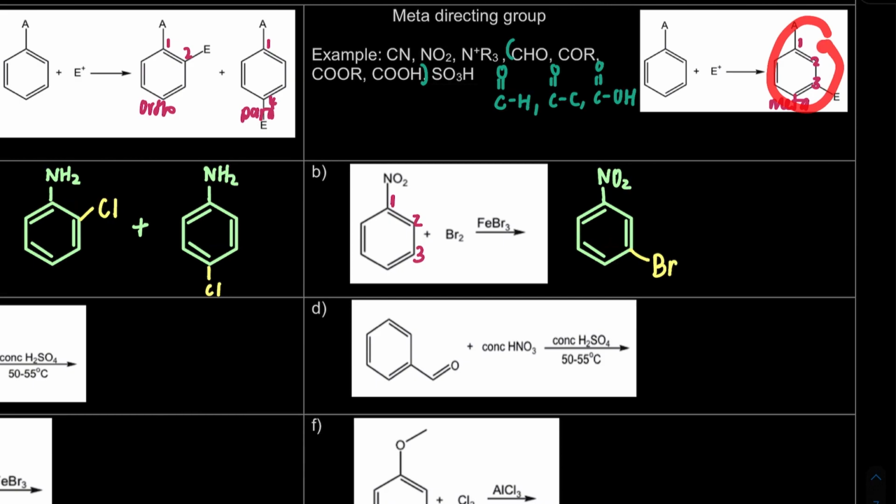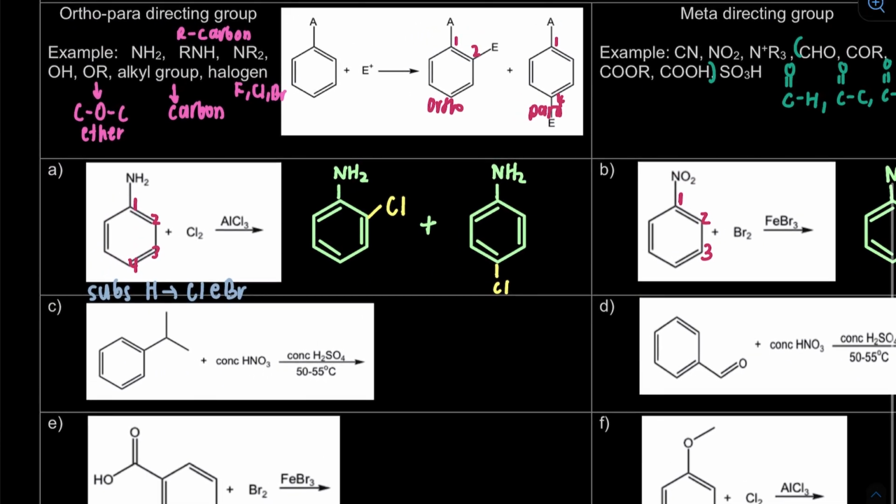For ortho and para, we have two. Okay, so you have to check what your substituent is. Okay, so now let's look at example C. So example C, we have our benzene and we have our isopropyl here. Okay, so what is this one? Okay, is it NH2? It does not have any N. It's not OH. We don't have any O. So this is what we call our alkyl group, because our substituent only has carbon. This is our isopropyl. Okay, so this one again will be the ortho-para directing group.